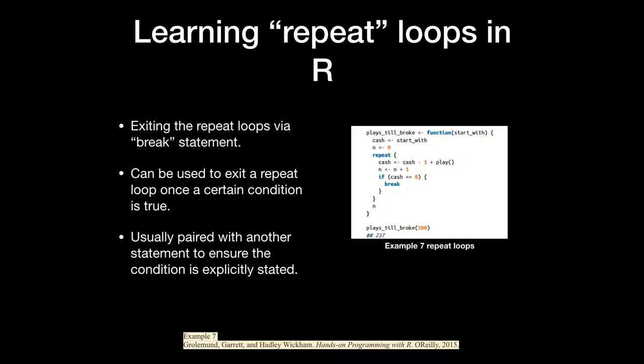Now, exiting the repeat loops via break statement. The break statement can be used to exit a repeat loop once a certain condition is true. This is usually paired with another statement to ensure the condition is explicitly stated. So on the right, we see an if statement within the function. If cache is less than or equal to 0, break. It gets you out of the function, and that's the last value you're going to keep from the while loop.